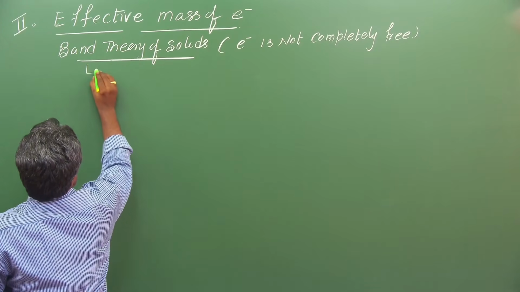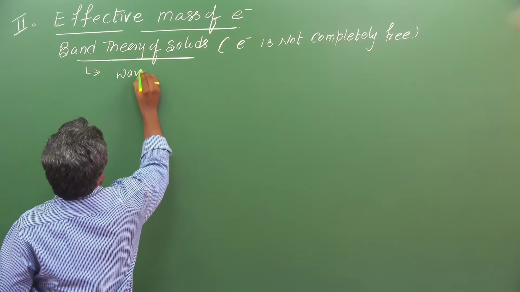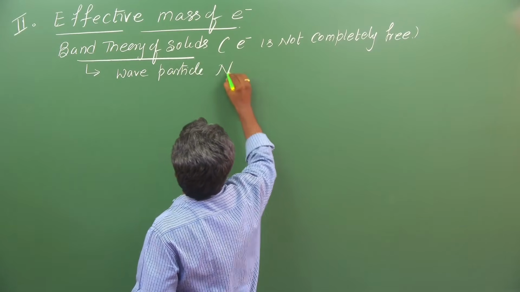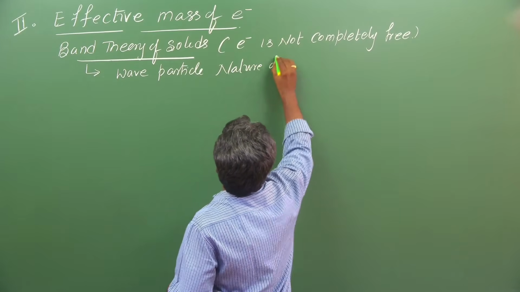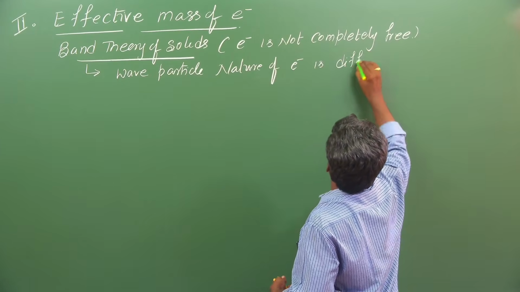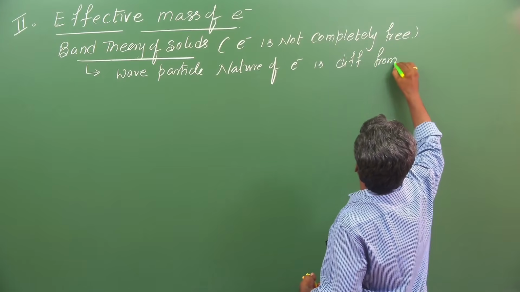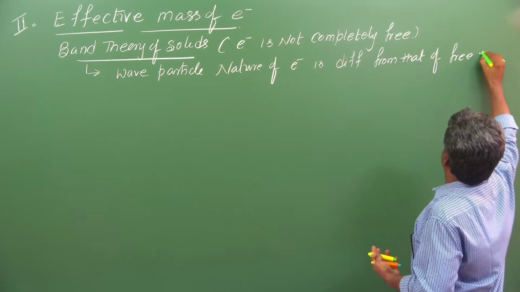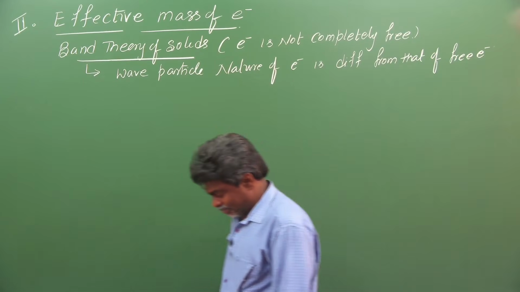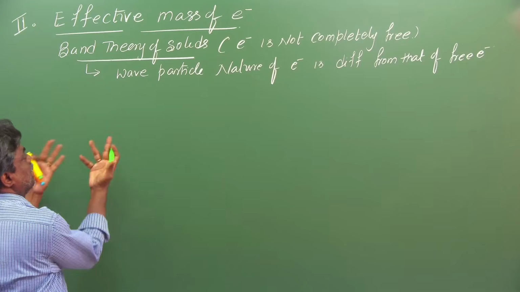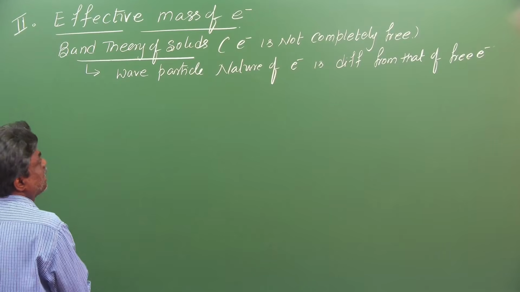That's why the wave particle nature of an electron in a lattice is different from that of a free electron. Okay, cool. Now let us start the derivation. So what different nature we will get, let us see.